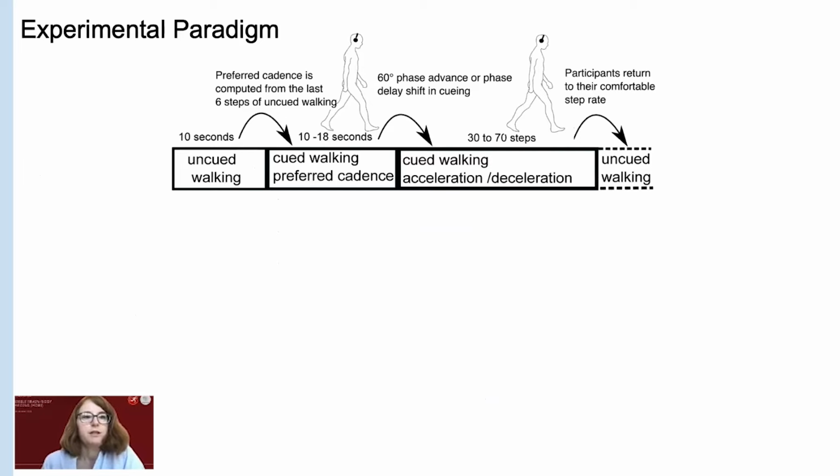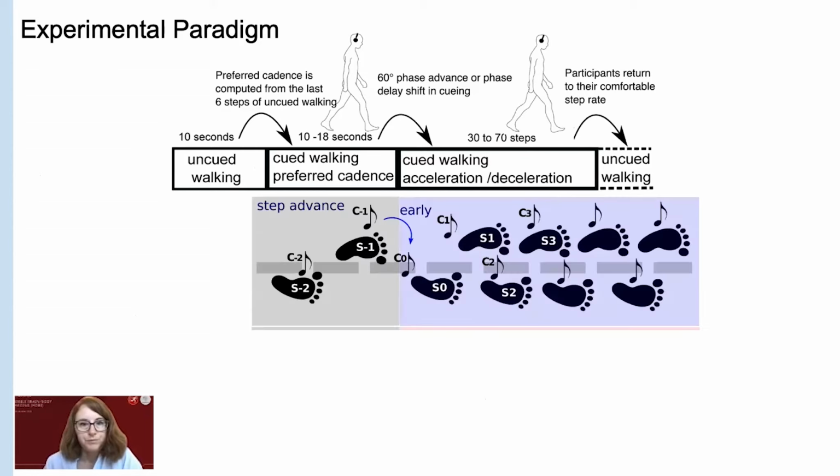Let's look again for a second at the experimental paradigm. So you remember, people first walked 10 seconds without cues, then they walked with the cues with preferred cadence, and then the cues got faster or slower, and they had to adapt their steps to the tempo. Let's look a bit more in detail at how this looks.